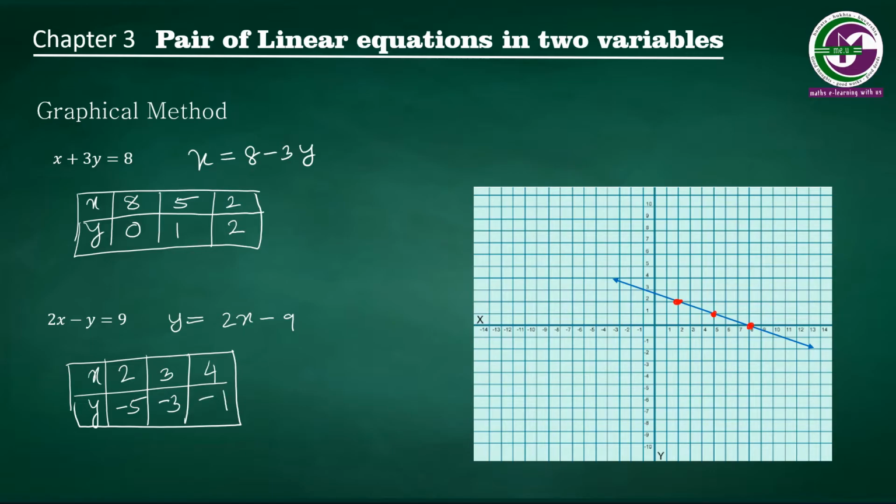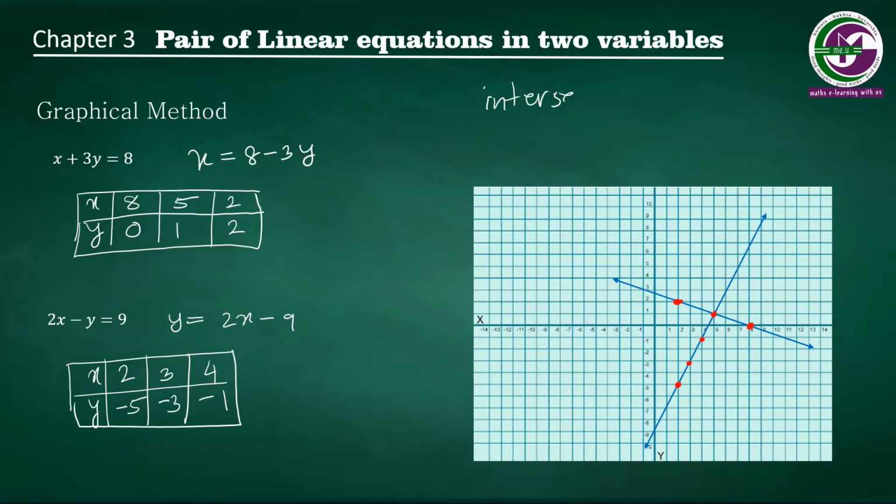Now I'll mark these points on the graph. First one is x equals 2 and y equals minus 5, the point is here. And 3 comma minus 3, the point is here. And 4 comma minus 1, the point is here. Now the graph through these points is like this. Now in this case you can see that the graph is an intersecting graph.